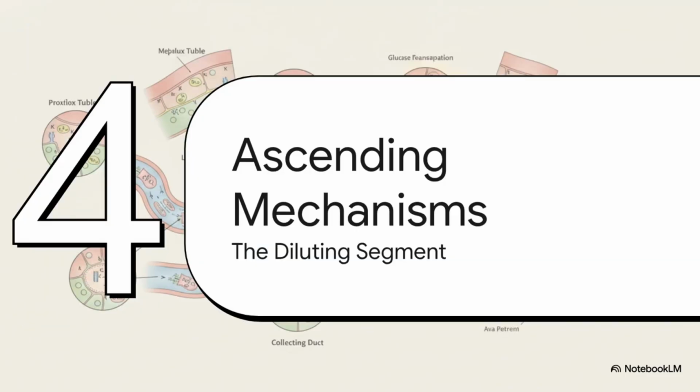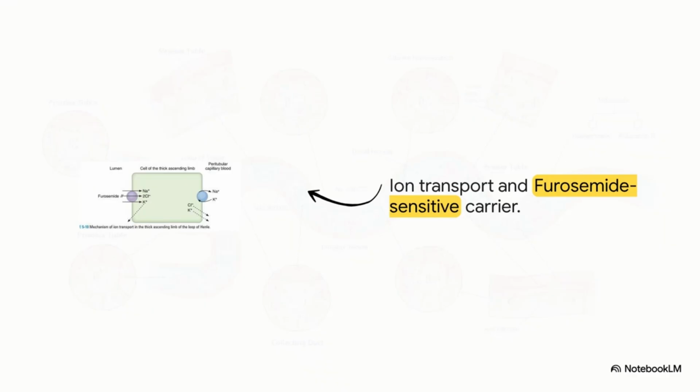Let's zoom in a bit closer on exactly how this diluting segment pulls this off. You've got to pay close attention to this specific luminal carrier. This is the famous sodium-potassium-2-chloride cotransporter. It literally grabs 1 sodium, 1 potassium, and 2 chloride ions and rips them all into the cell at the exact same time. Why is this so crucial for your exams?